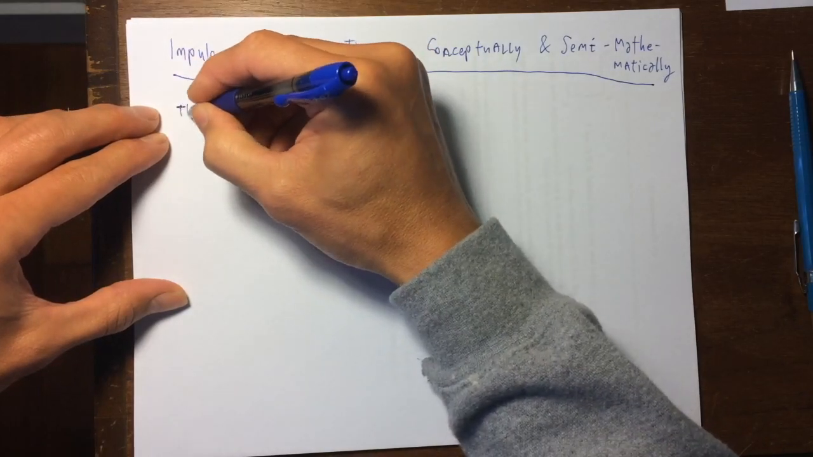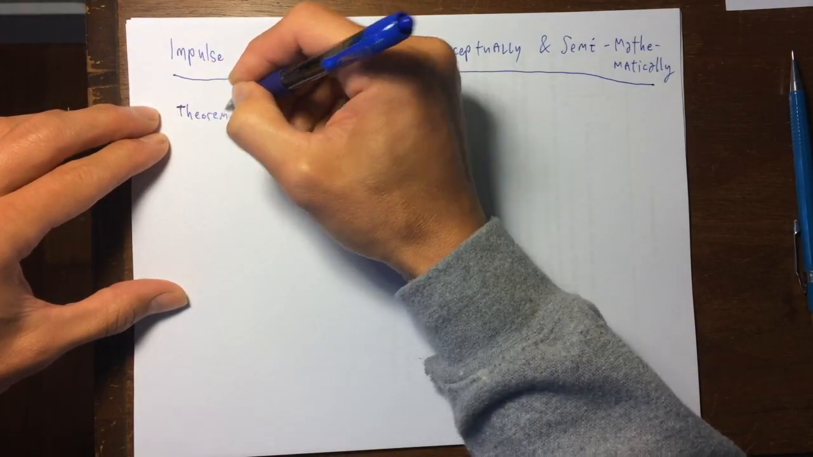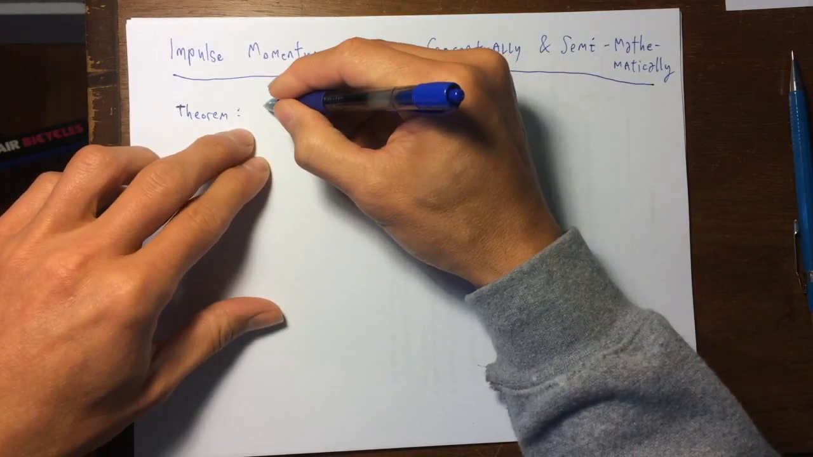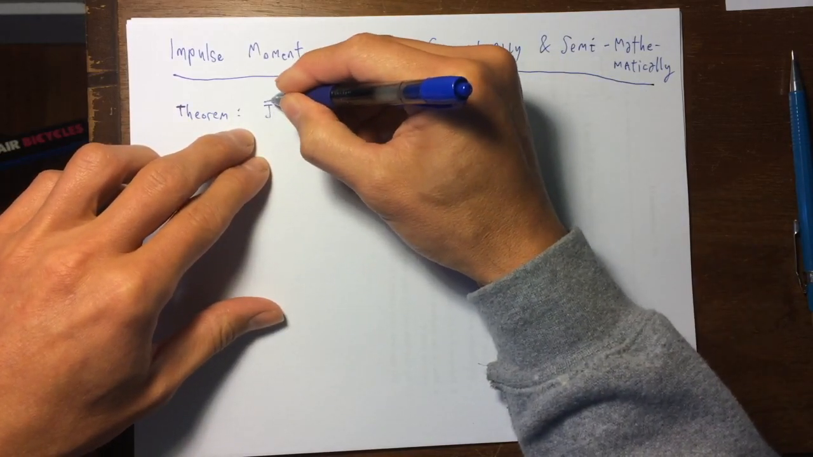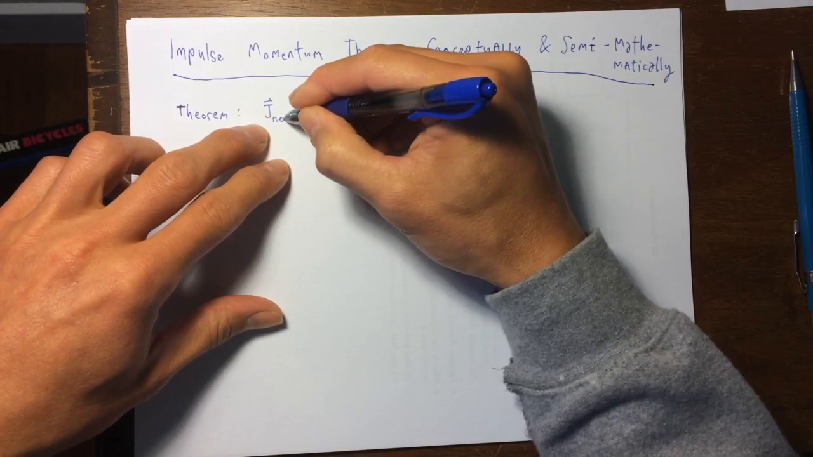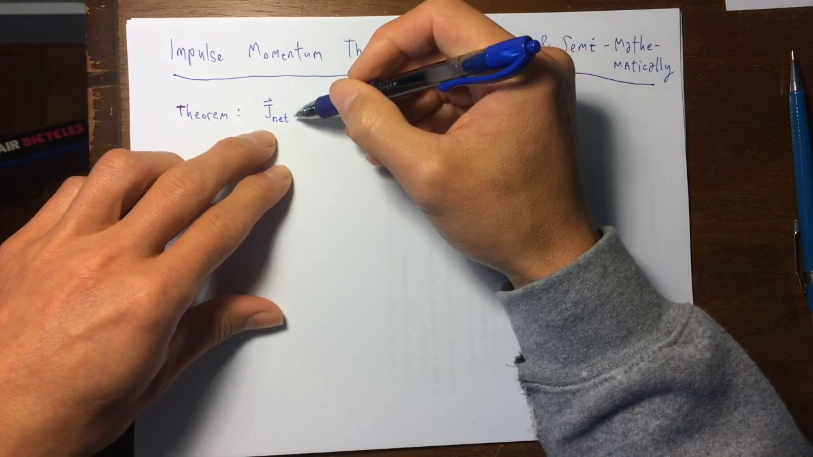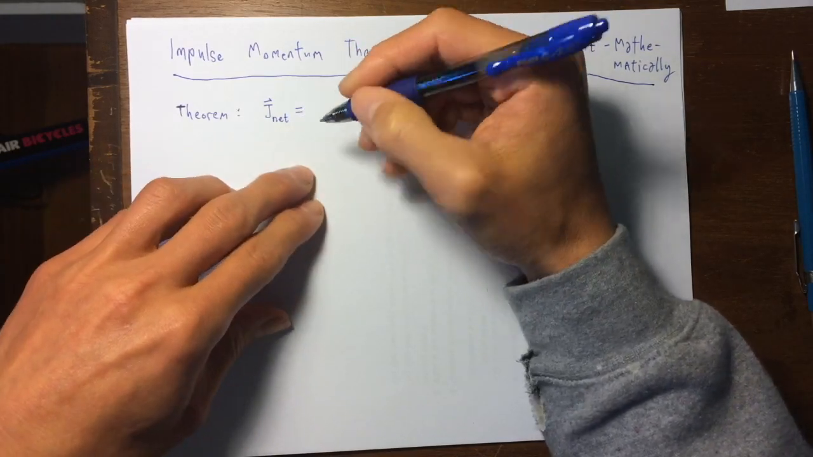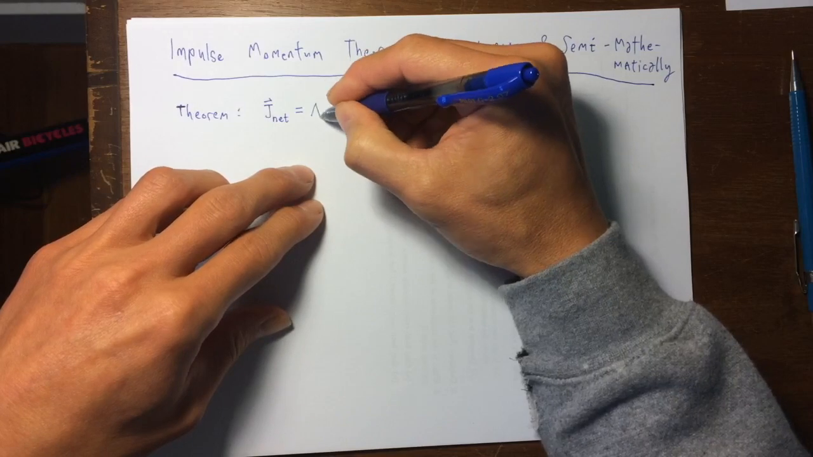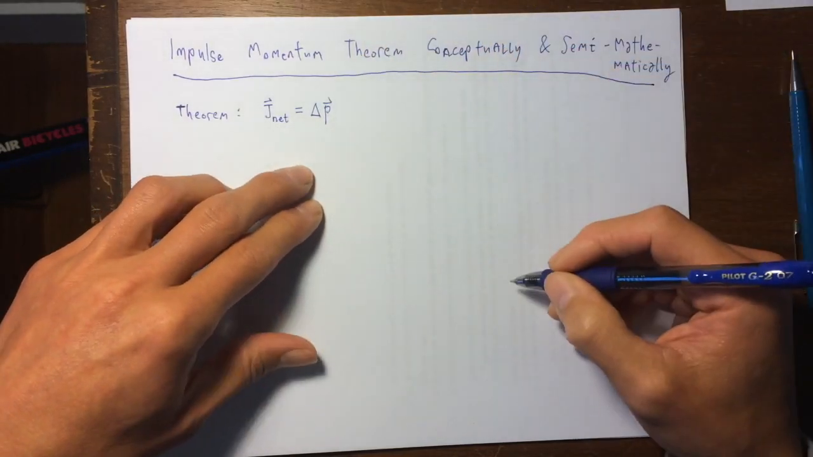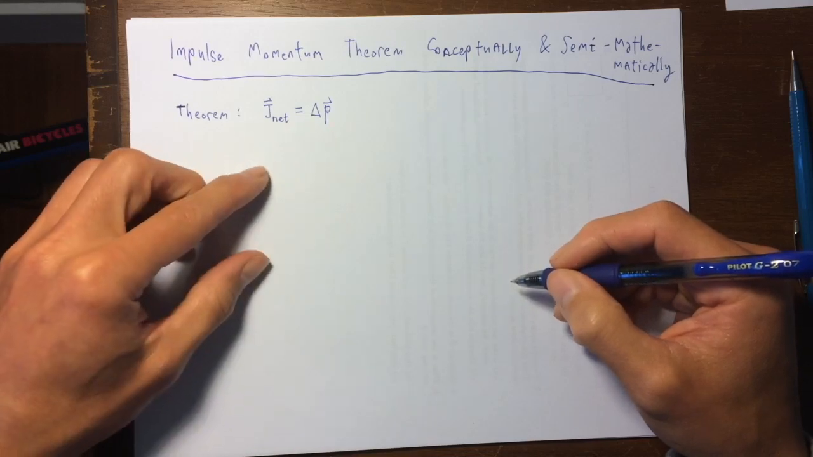So the theorem itself, all it says is this: if you can figure out how to calculate what's called the impulse by the net force on an object, you are guaranteed that that is equal to, it has the same value as, the change in the momentum of that object. This is what the theorem says.